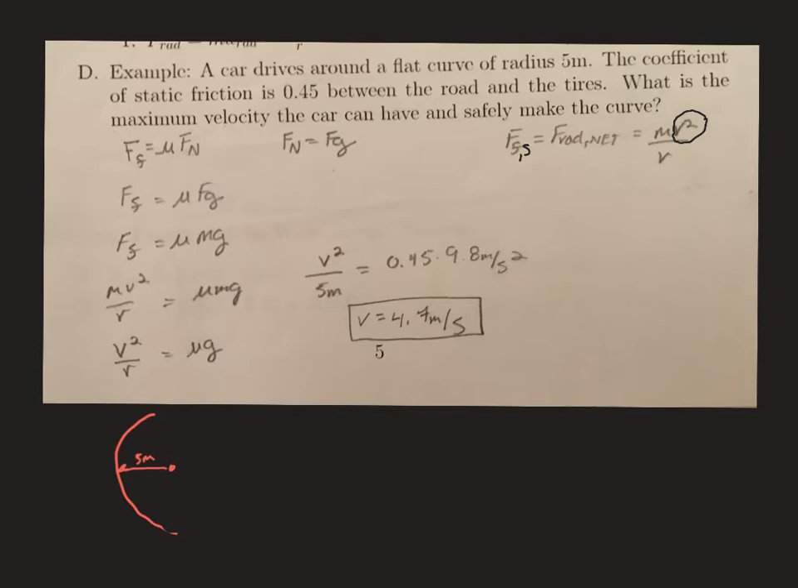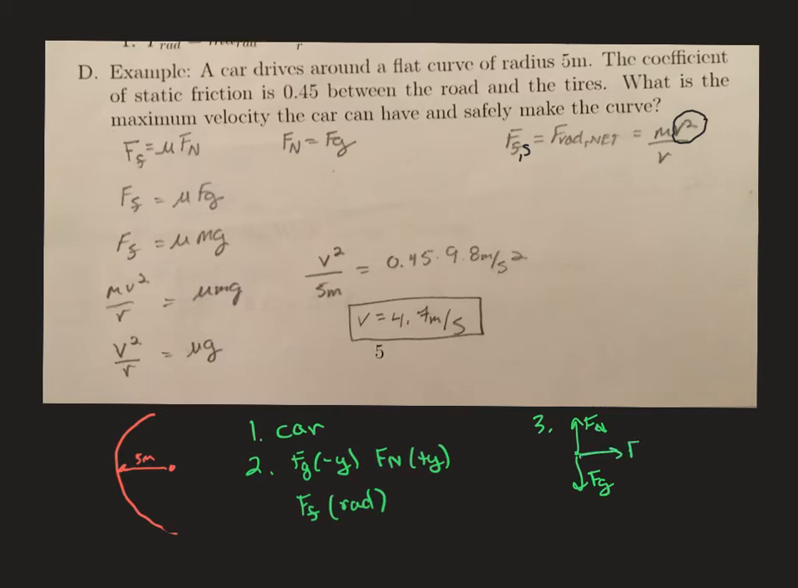Alright, so we need to go through our summing the forces process. Step 1 is to pick an object, so we're going to pick the car. And the forces acting on it are a force due to gravity in the negative y direction, a normal force in the positive y direction, and then a frictional force in the radial direction. And then step 3, we want to draw a free body diagram. So we have the normal force up, the force of gravity down, and then the radial force, the force due to static friction, acting in the positive radial direction.